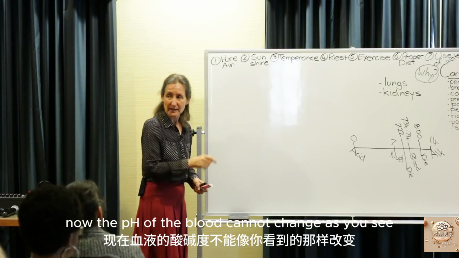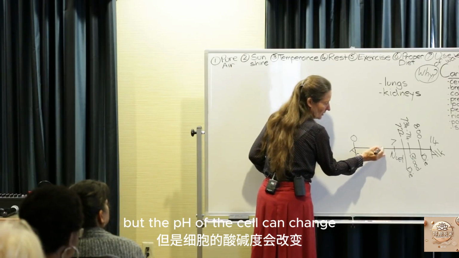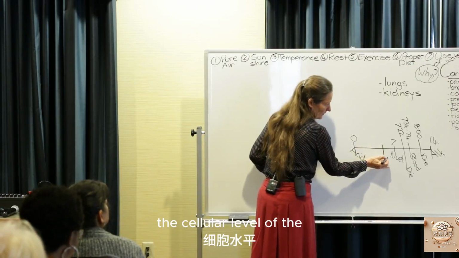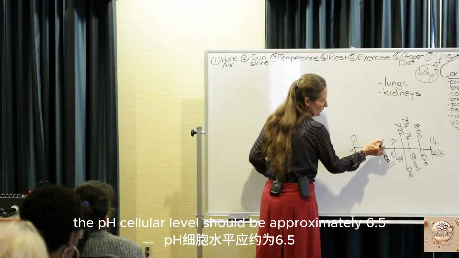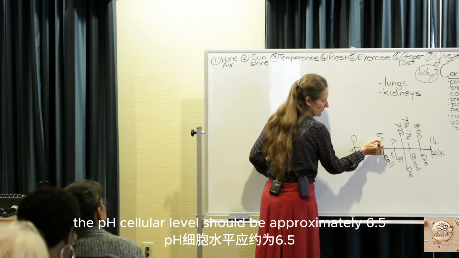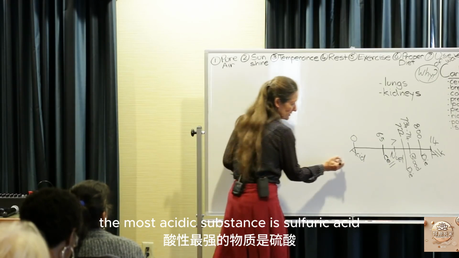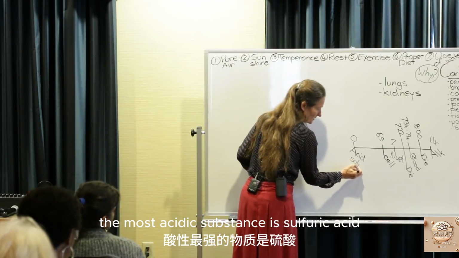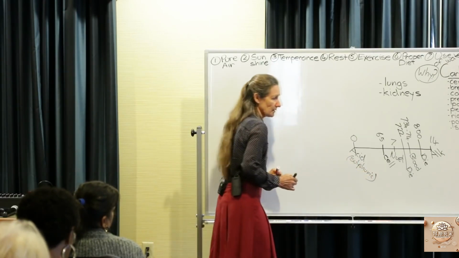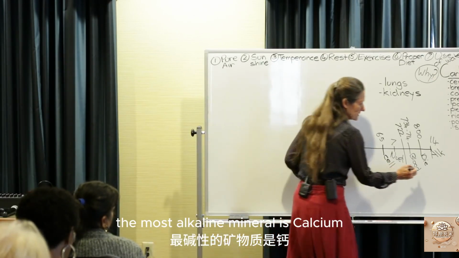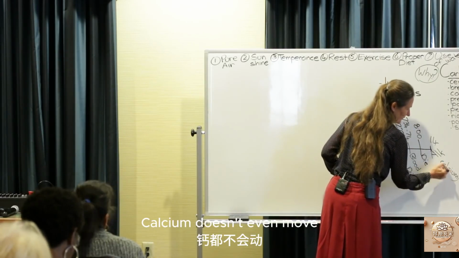Now, the pH of the blood cannot change, as you see, but the pH at the cell can change. The cellular pH level should be approximately 6.5. That's very slightly acid, and there is a reason for that. The most acidic substance is sulfuric acid, and sulfuric acid travels at the speed of light. The most alkaline mineral is calcium, and on the scale of speed, calcium doesn't even move.